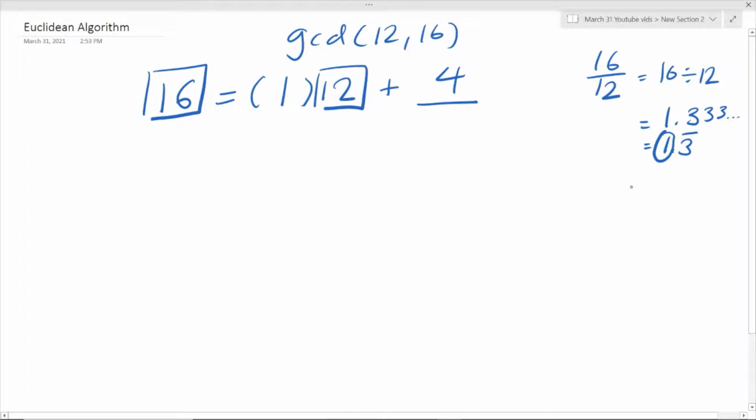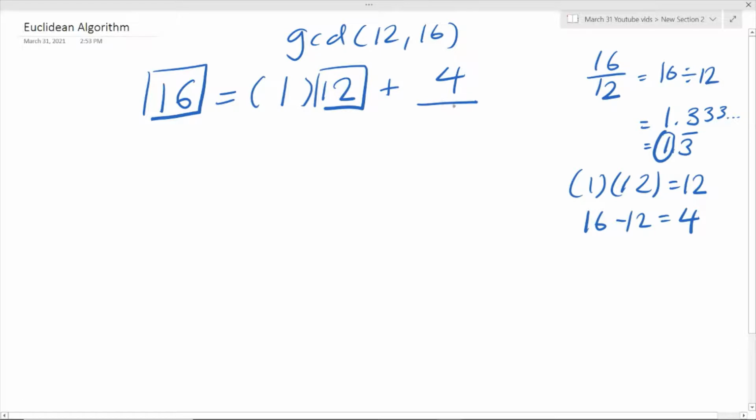Now what we're going to do next is 1 times 12, and we're going to get 12. Then we need to find this blank number. So pretend we didn't find the blank number 4 yet. What we would do is take 16, the larger number, subtract 12, and we would get 4. And so therefore, this number would be 4, right here. Now we're going to repeat the process.